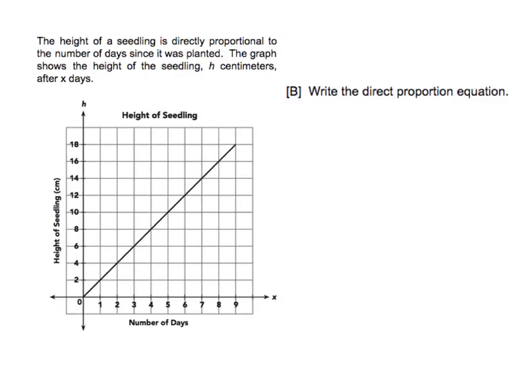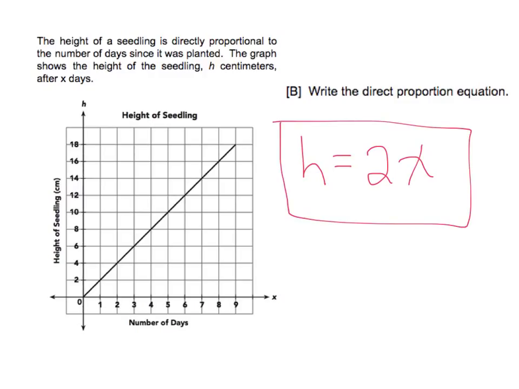To write the equation, it's easy. We're going to take our y-axis, which is H, set that equal to the constant times the variable for the X value. So X is representing the number of days. In 1 day, the seedling will grow 2 centimeters. So for 1 day, 1 times 2 would be 2, the height. If it grew for 10 days, 10 times 2 would be 20. The height would be 20. So using that constant, we're able to write the equation.